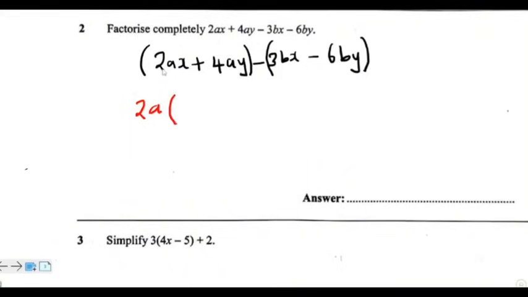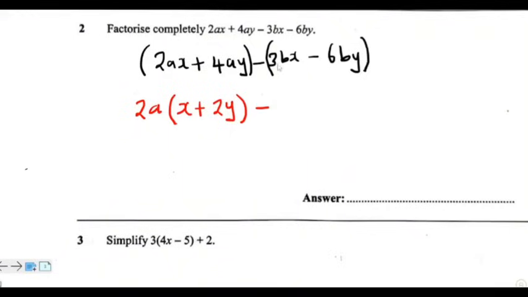2 into 2 is 1. a into a is 1. So we just remain with the x right here. So you write x plus 2 into 4 is 2. a into a will cancel, you just remain with the y. Close. Minus. So here we have x plus 2y. Even this side, when you factorize, should have the same x plus 2y. If it's different, it means that our factorization is wrong.